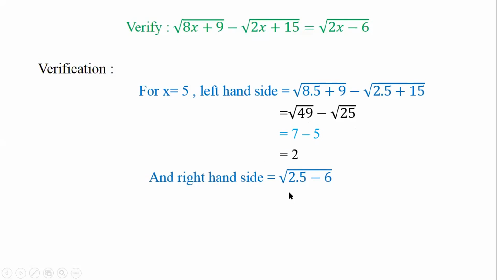And the right hand side, for x equal to 5, we get root over 2 into 5 minus 6. Here 2 into 5 means 10, 10 minus 6 equals 4, and root over 4 equals 2. Here we see that for x equal to 5, the value of the left hand side and the value of the right hand side are the same. So our required solution is x equal to 5.